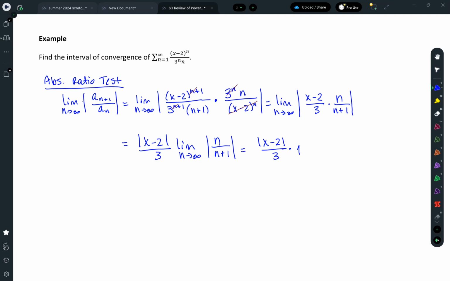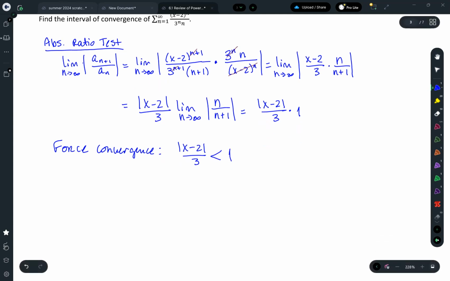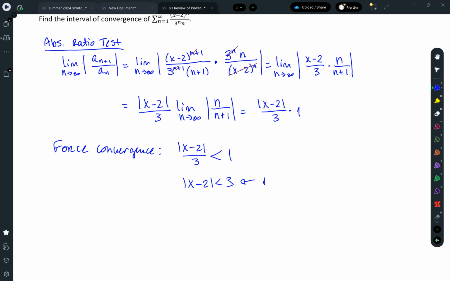And if you forget what you have to do here, you kind of get stuck. We have to force convergence. And to do that, we say that the absolute value of x minus 2 over 3 has to be less than 1. That's forcing convergence. And then we have something to solve. Multiply both sides by 3. We get the absolute value of x minus 2 is less than 3. This right here tells me that my radius of convergence is r equals 3.